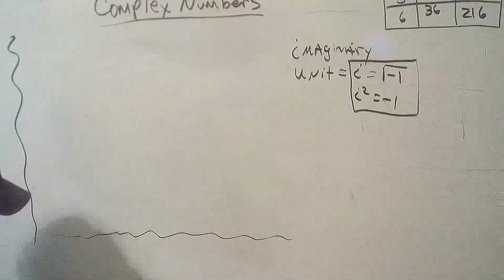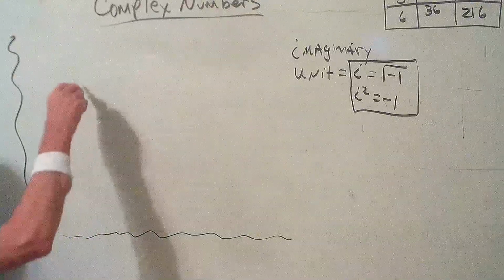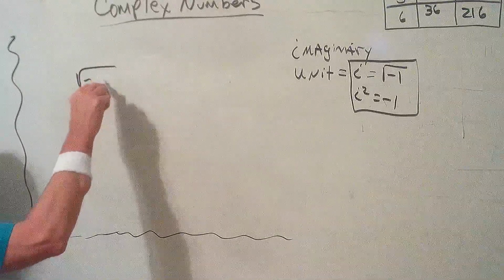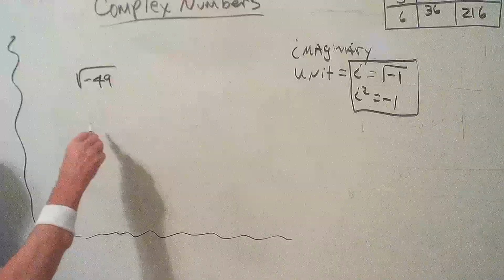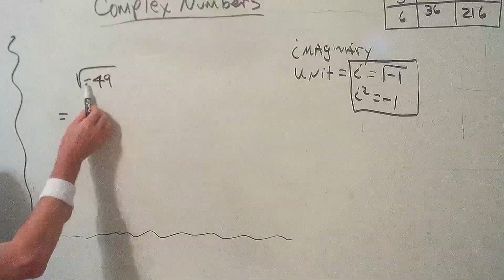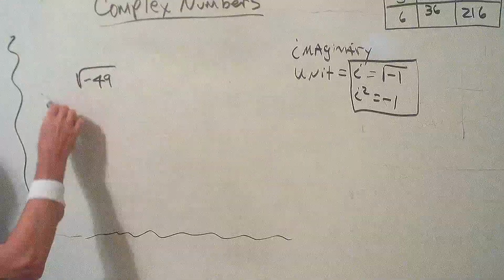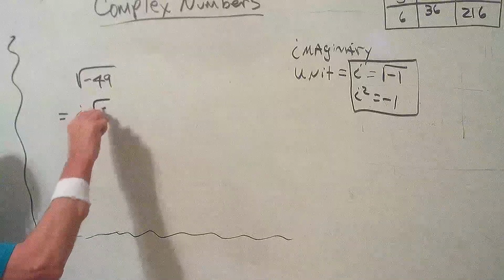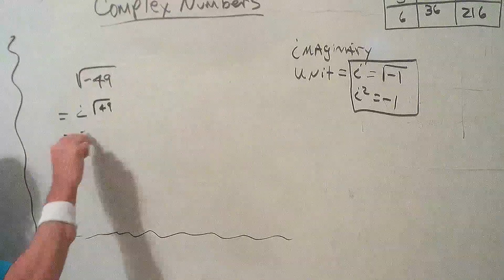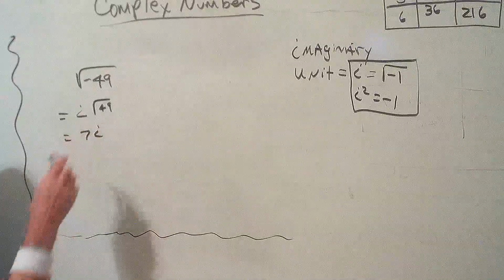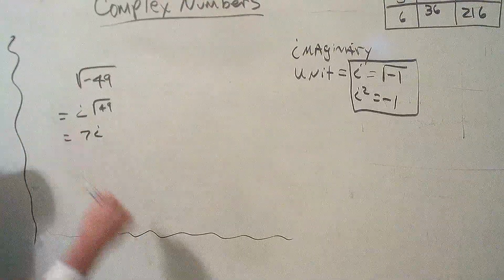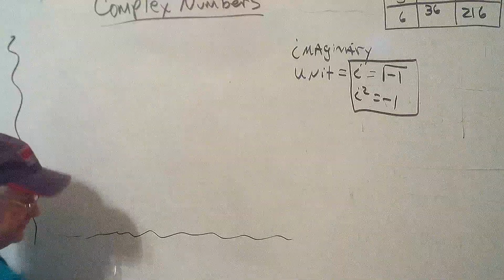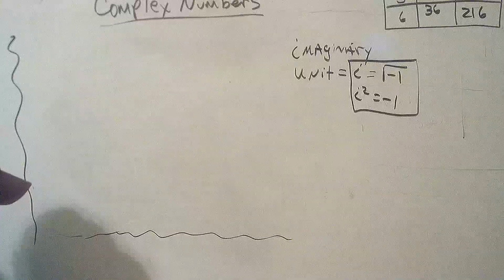It's really very simple. So what if we have the square root of -49? Now again, the negative number, how do we get that out of the radical? We put an I in there, times the square root of 49, which is 7. So it's 7I. Isn't that fun? Good stuff, huh? Okay.